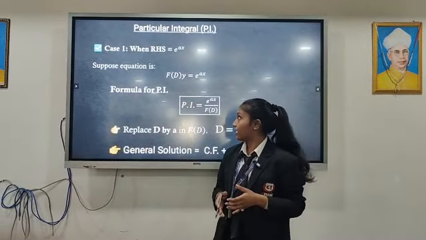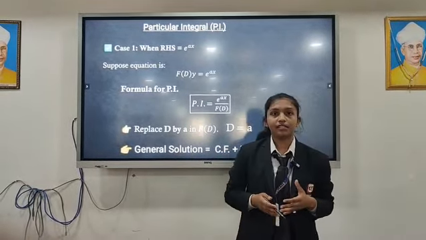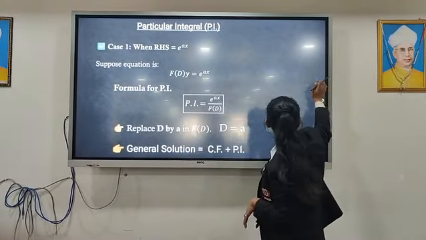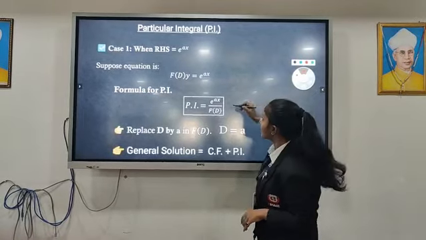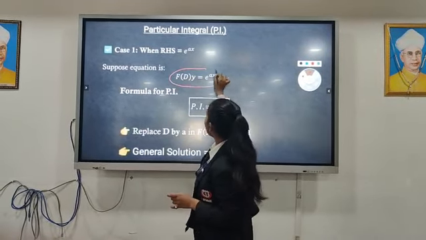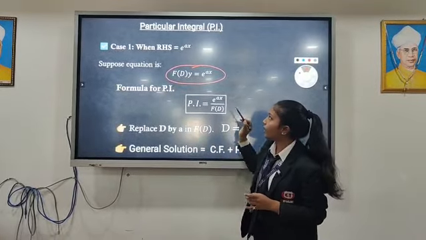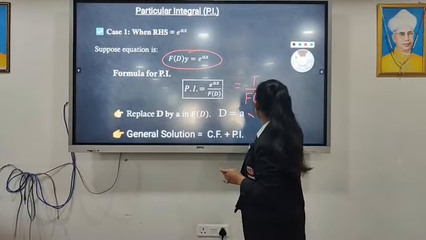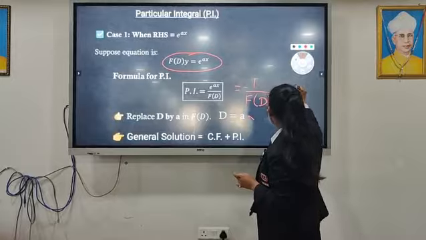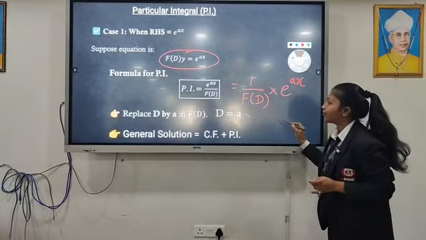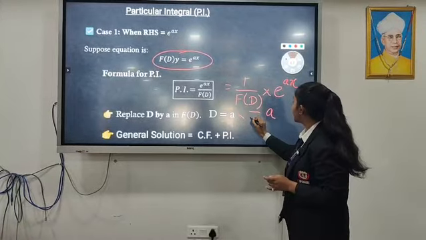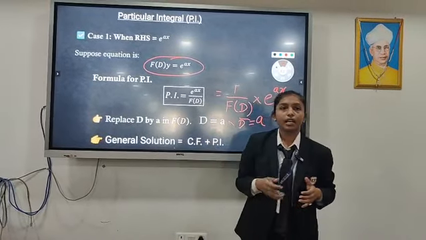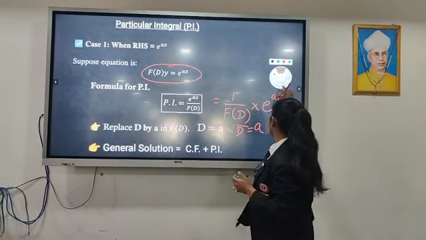Let's discuss particular integral. Case number 1, when RHS is equal to e to the power ax. Suppose this is the equation, f(D) y equals e to the power ax. The formula for particular integral will be 1 by f(D) into e to the power ax, where D is replaced with a, D equals a. And we know the general solution will be the combination of complementary function and particular integral.